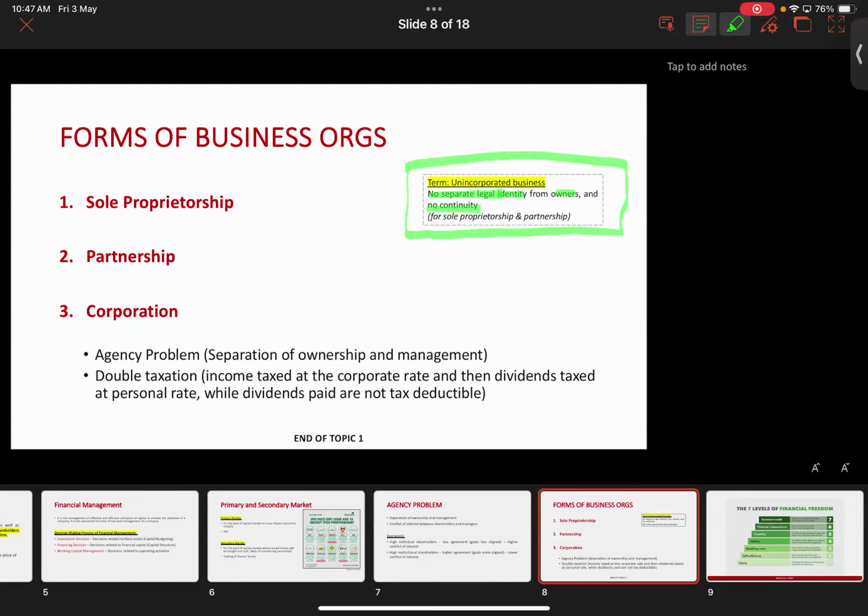On the other hand, we have corporation. Corporation means a company. It can be divided into private limited company and public limited company.